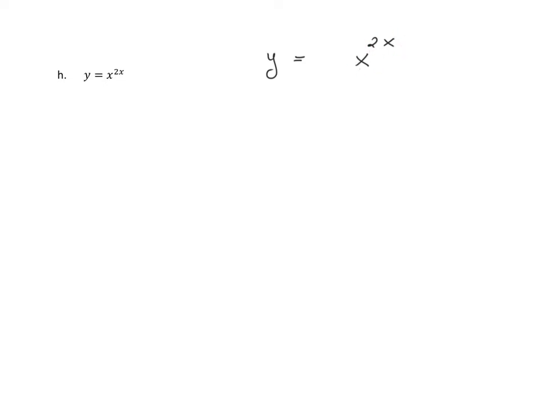That doesn't make sense. The idea for this one is you start by taking the natural log of both sides of your equation. And you're going to take the derivative of this new thing by using implicit differentiation.